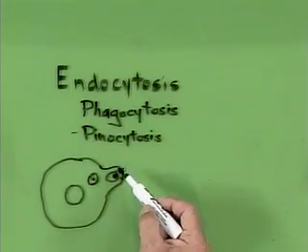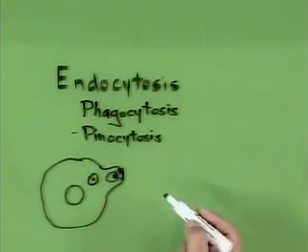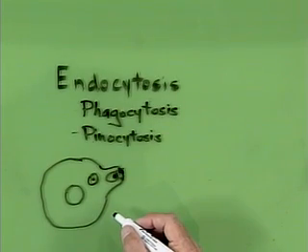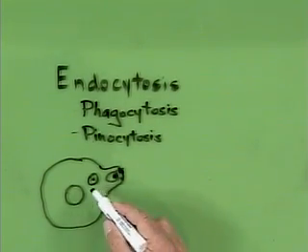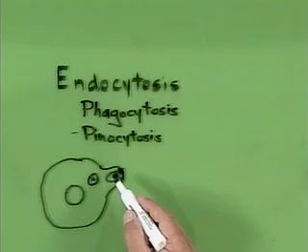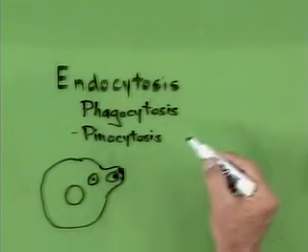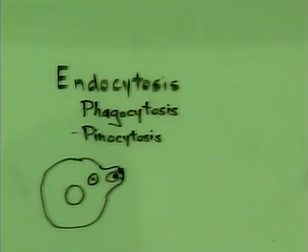Now, cells can move things from within them to the outside by reverse phagocytosis or reverse pinocytosis. So we could do this process in reverse to move a particulate substance or a droplet of a substance from inside the cytoplasm to the outside as well.